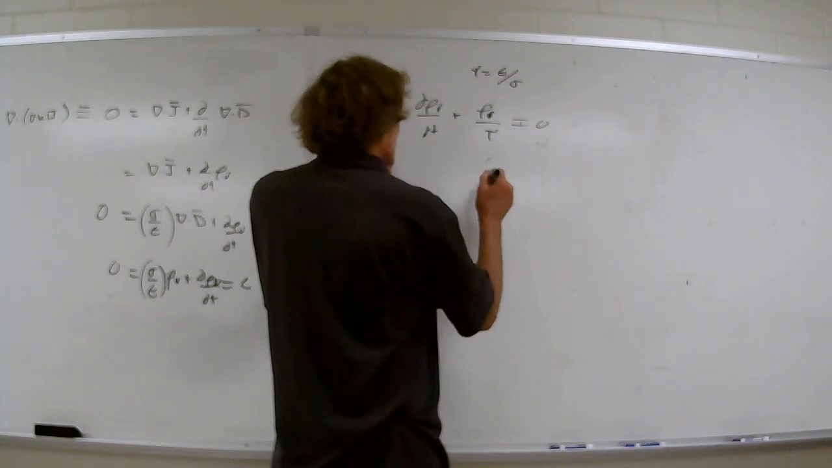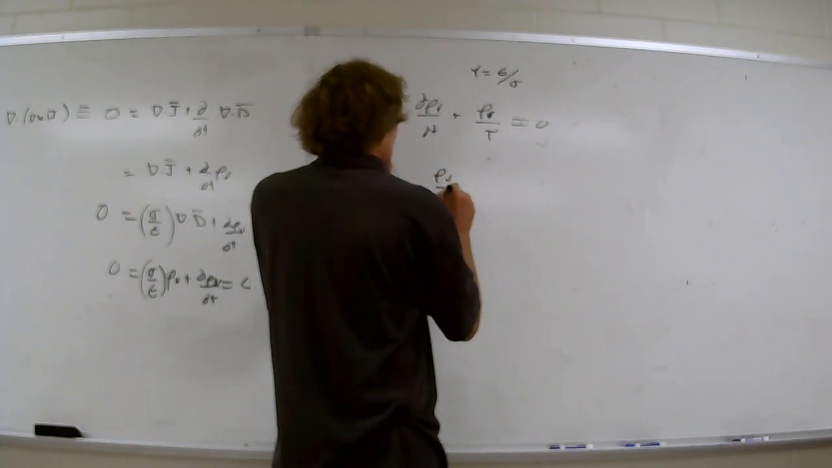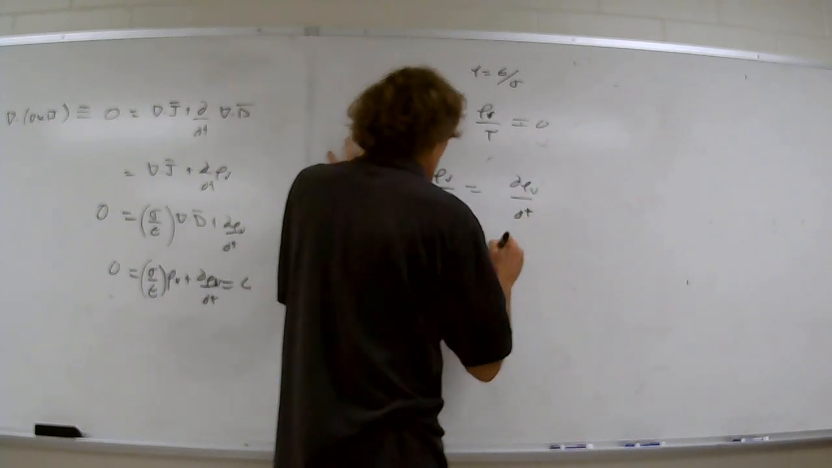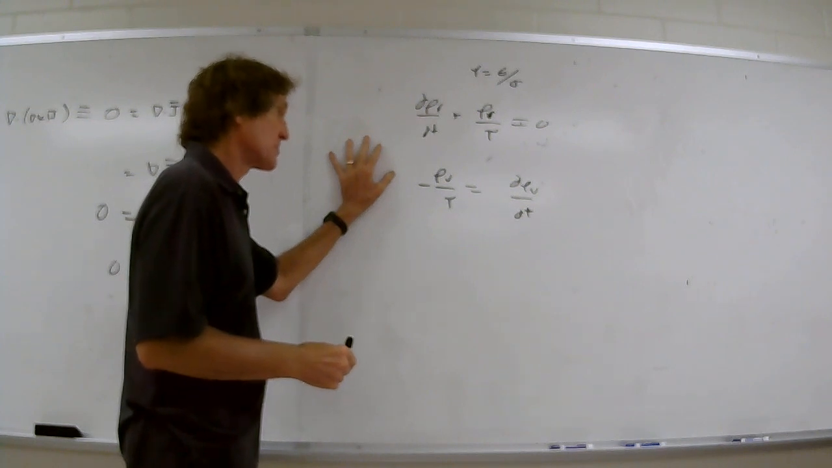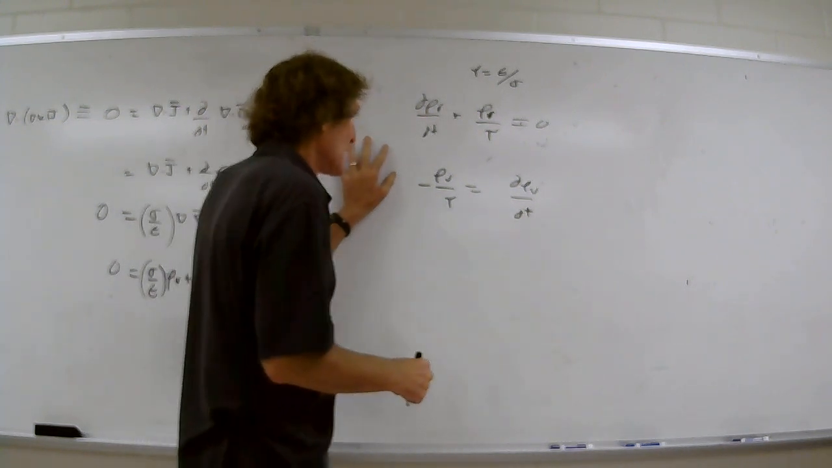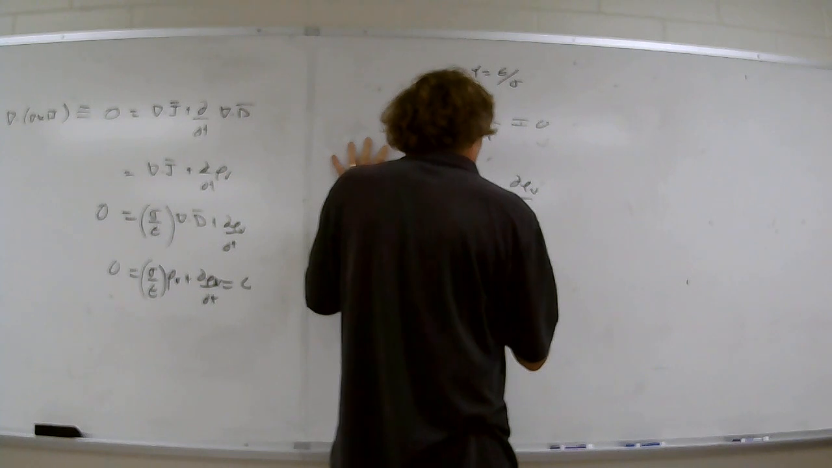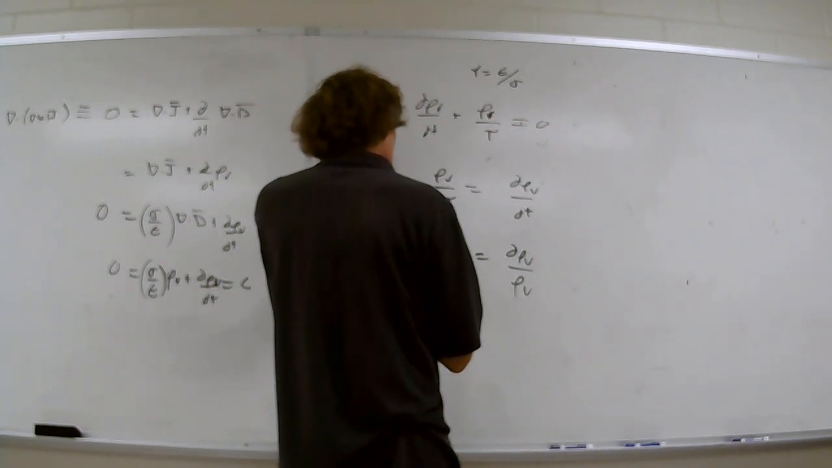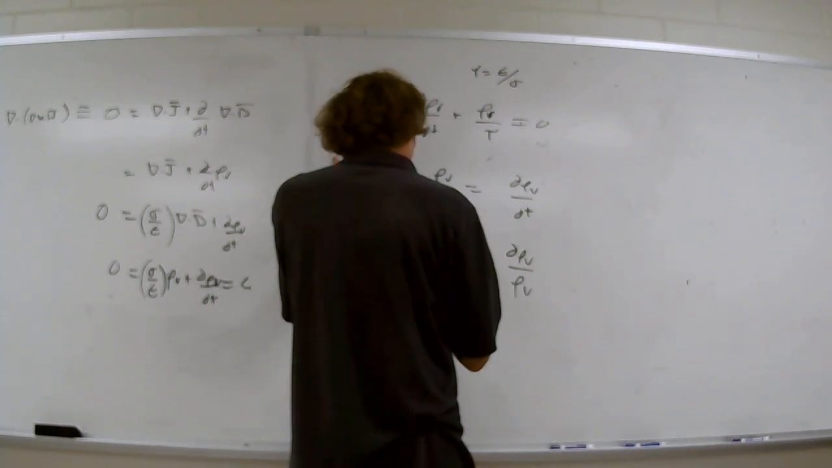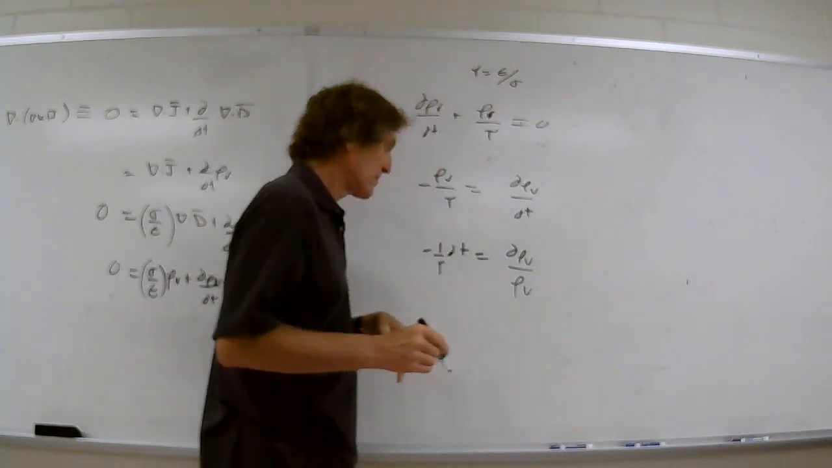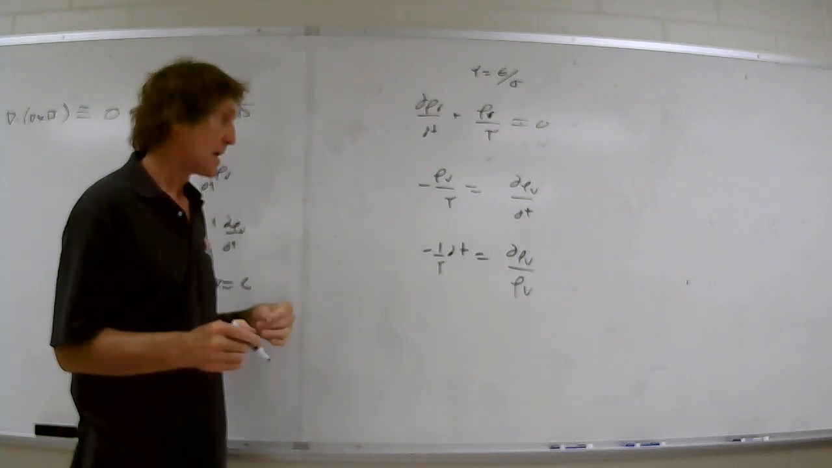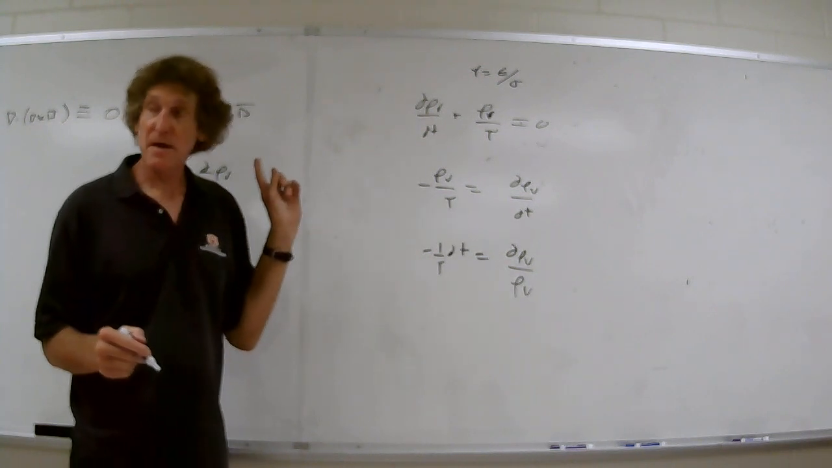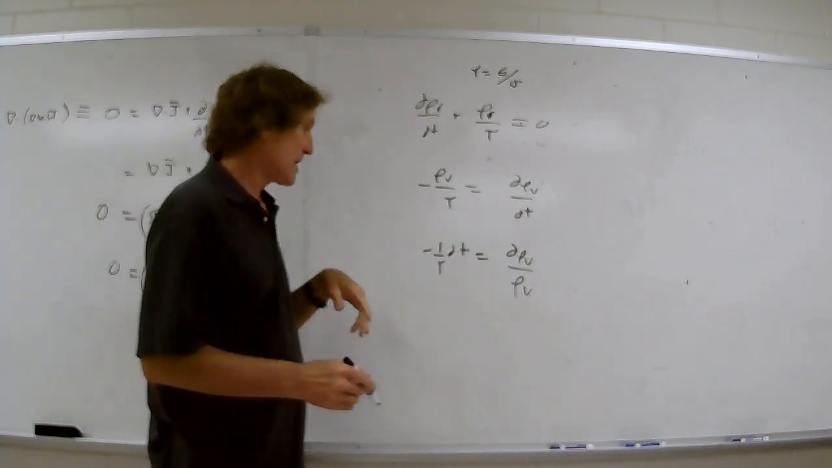If you take a look at this, we could say what? Minus rho v over tau is d rho v dt. Do y'all agree with that? Now, there are no source terms because it's a homogeneous equation. And then I could take d rho v over rho v is equal to minus 1 over tau dt. Can everybody follow me on that? Just divide by rho v and multiply by dt.